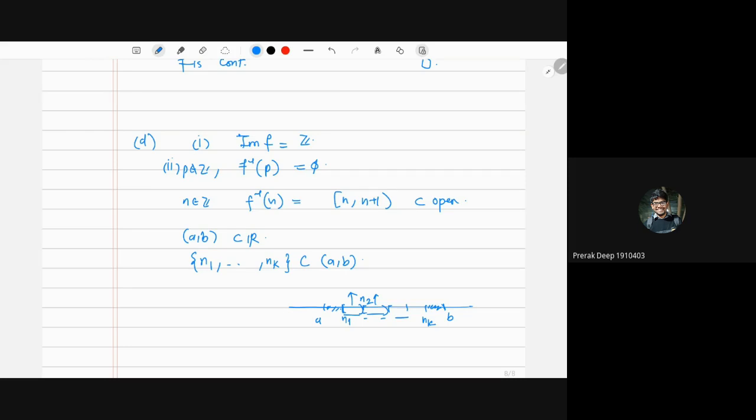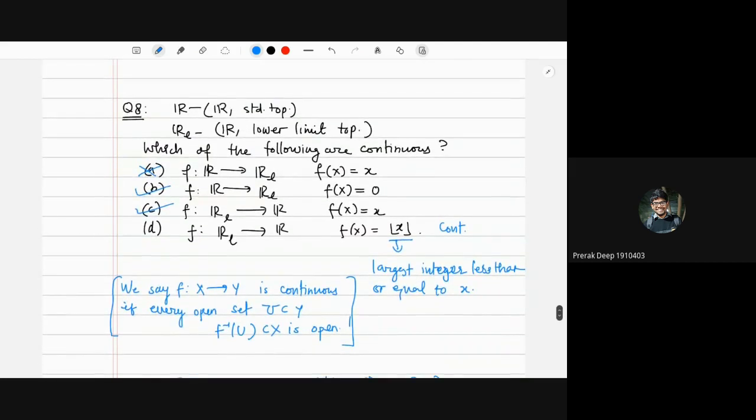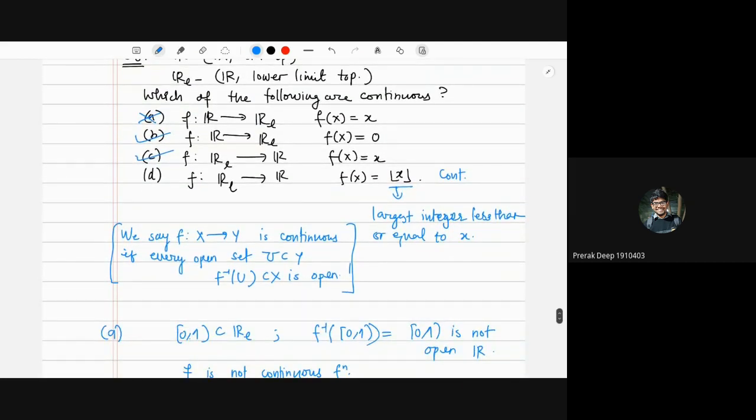And it will be enough to look at the pre-images of the basis only. So I leave this as an exercise. I have given you the rough sketch of the proof, and this will also be a continuous map.